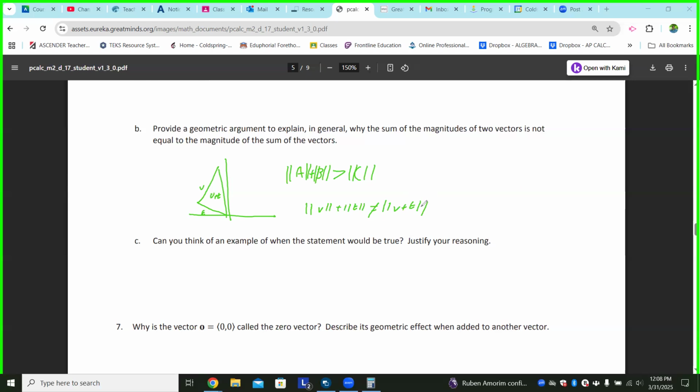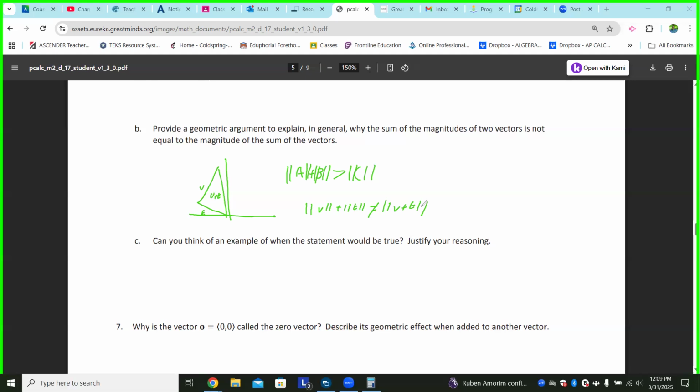I might say, hey, find the magnitude of v plus the magnitude of t, right? I might ask this question. You don't want to add the v plus t first, then find the magnitude. You want to do them separately and then add them. Yeah. Any other questions there? It's a good question, though.